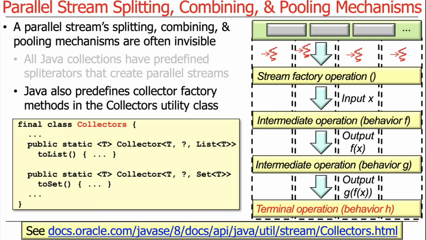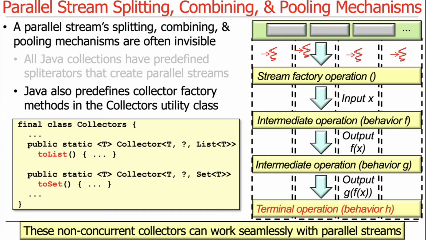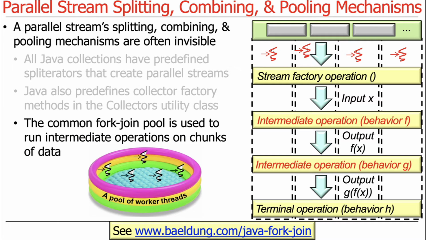There's also a bunch of collectors. A bunch of them come out of the box. There are collectors here like toList, toSet, toMap, and these are all going to create what are called non-concurrent collectors, which seems like a bit of a misnomer, but it turns out that non-concurrent collectors work perfectly well with parallel streams as with sequential streams. We will talk later about what a concurrent collector is and give you some examples of how and why you might want to use them or implement them.